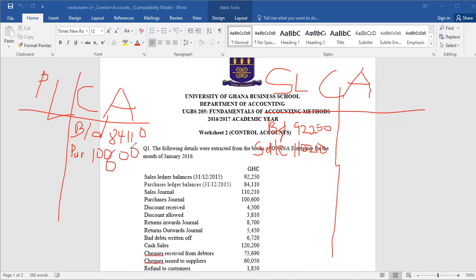Okay. So it continues. Look at discount received. With the sales, you only receive something when you buy. So meaning discount received is a sales ledger item. Because you are receiving a discount, it's reducing the amount that you owe. Okay. So let's say discount received. And that one comes here, right? Which is what? 4,500. 4,500.